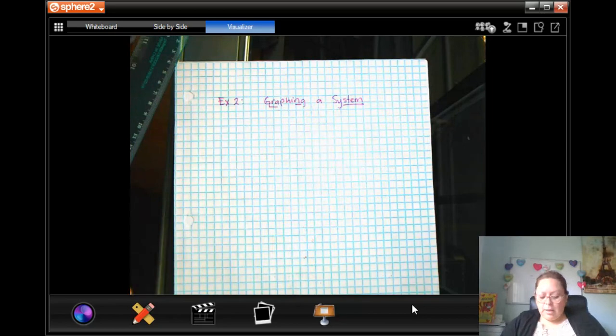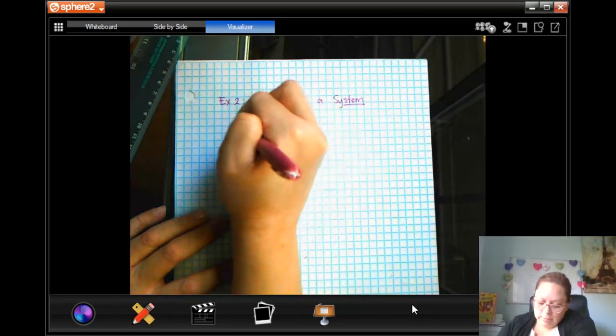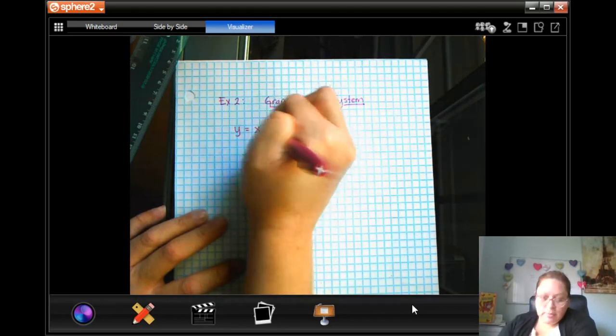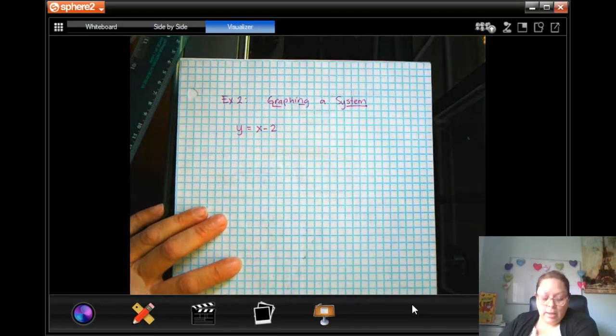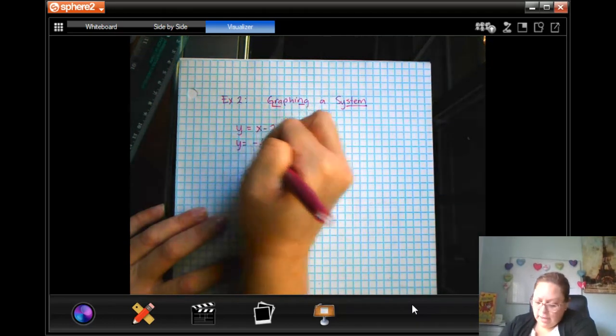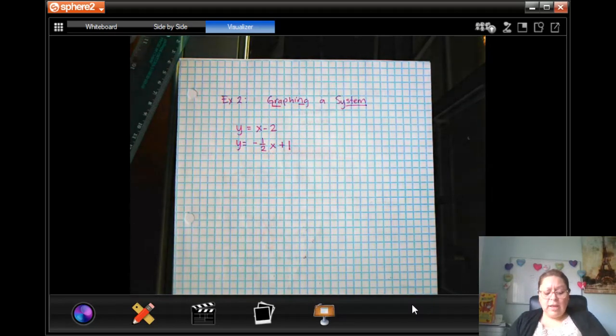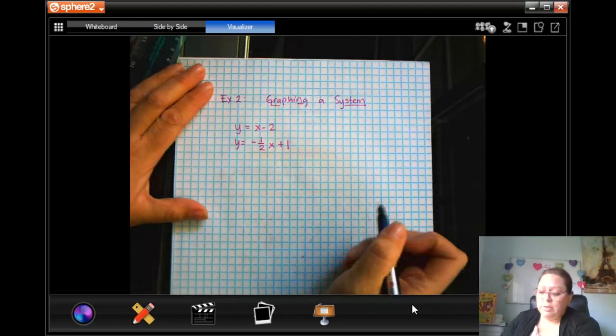All right. Now the system I'm going to give you is this one here. So you have y equals x minus 2, and you have y equals negative half x plus 1. Now in the same idea, you can go ahead and label these and look for m and b. So you can go ahead and get your m and your b for each of these equations.